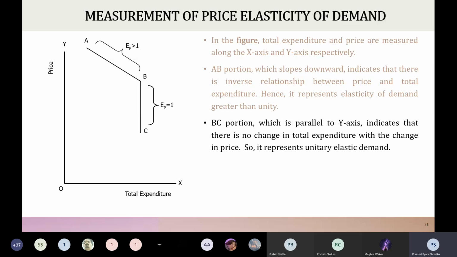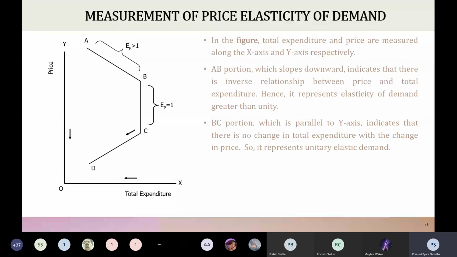And the last one is the CD portion. This is the portion CD, which is upward sloping. You have to look at the line from the origin. The line CD is upward sloping, and here you can see that price is falling and total expenditure is also falling, that is, decreasing. So both are moving in the same direction.